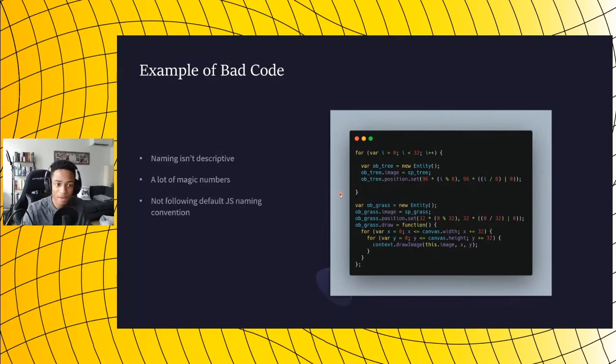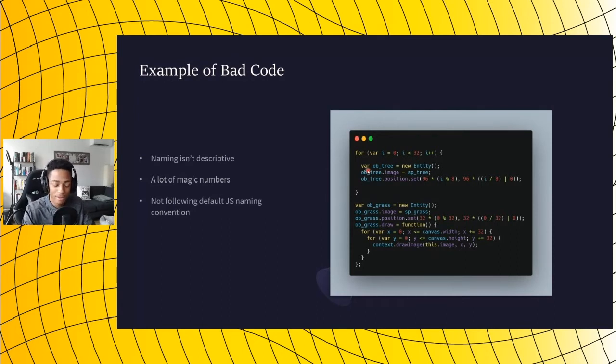And last but not least, we're not following the default JS naming convention, right? Now, ob_tree, if I'm not mistaken, that means object, right? But is this how we define objects within JavaScript? Or, we look at var. Well, nowadays we're using let and const.